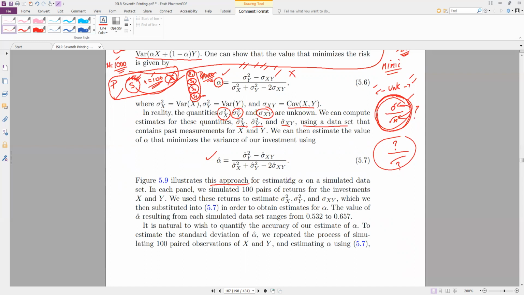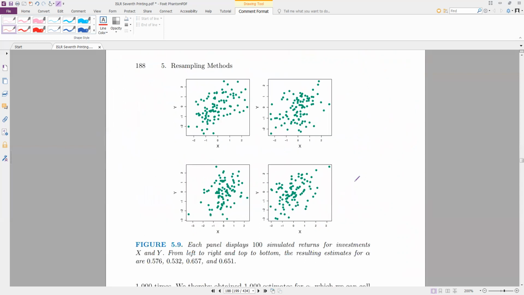This approach for estimating alpha on a simulated data set. Okay, so this is going to be on a simulated data set that we're looking at right here. Each panel displays 100 simulated returns for investments of X and Y. From left to right, top to bottom, the resulting estimates for the fraction, which is our parameter, right? We're trying to estimate this value. So that's why they're computing this based on the estimates input into it. And these are the values we get.